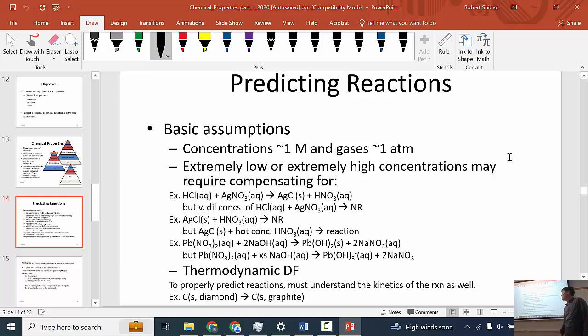When we do these predictions, we make some basic assumptions. That is, we want concentrations around 1 molar and gases at about 1 atmosphere or 1 bar. Extremely low or extremely high concentrations may require compensating for. So if we do this reaction here at 1 molar, we get a precipitate. But at very dilute concentrations, we might not get any precipitate. If we do the reaction here under normal conditions, we get no reaction, NR. But if we use hot concentrated nitric acid, we get a reaction.